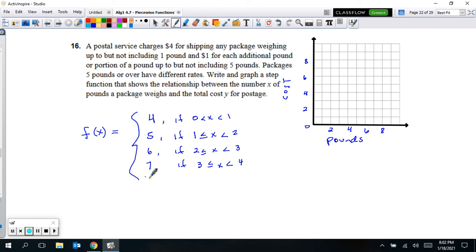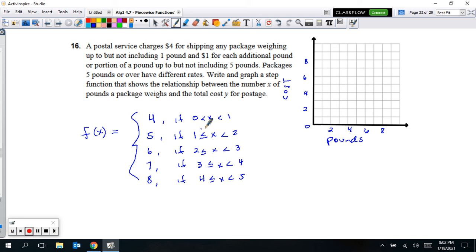And as soon as it gets to 4, we pay $8 if we're between 4 and 5. And that's where we would stop right there. So it's equal to 4, but not equal to 5, because as soon as we get to 5 pounds, it says packages 5 pounds or over have different rates. So we're just doing only these numbers right here for the function.